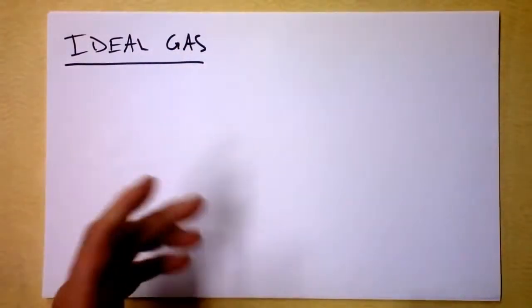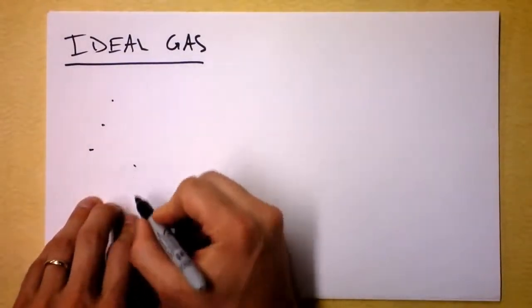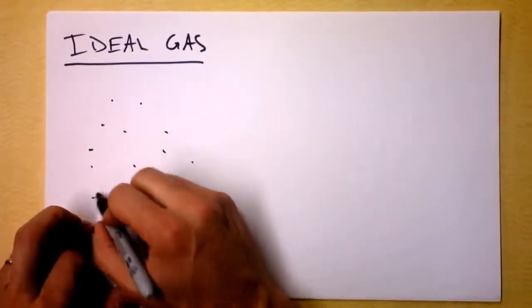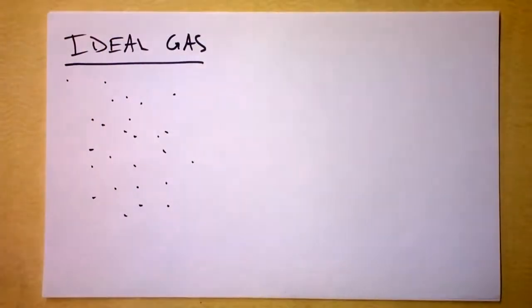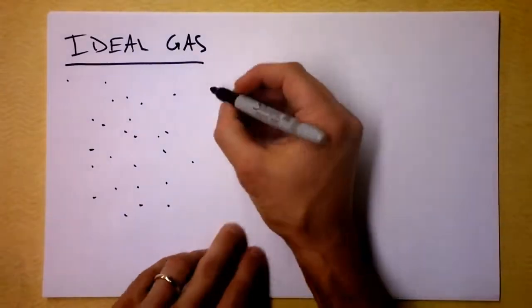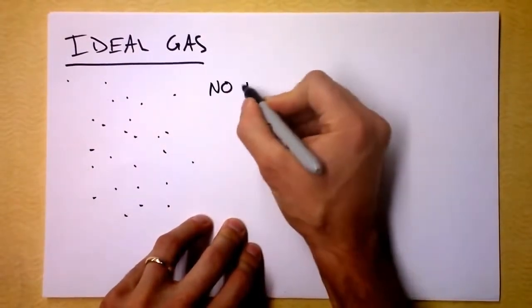An ideal gas is a gas, well, a gas is molecules of stuff kind of bouncing around on each other. And an ideal gas means two things. One, they do not interact with each other. So here we go. No interactions.